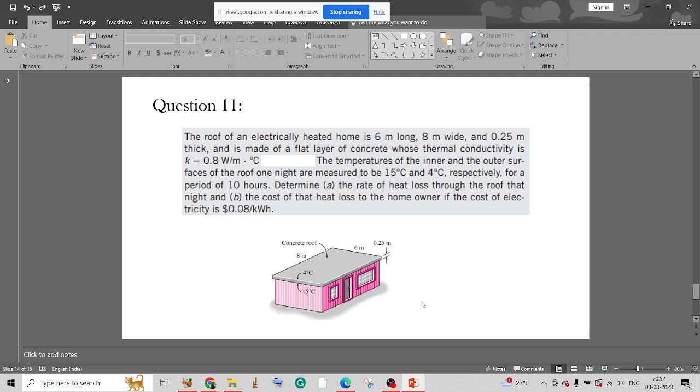Just keeping to note that here only conduction is taking place, right? As no heat transfer coefficient is given, only thermal conductivity is given. So here we will only consider conduction. Anyone is having any doubt regarding this question?